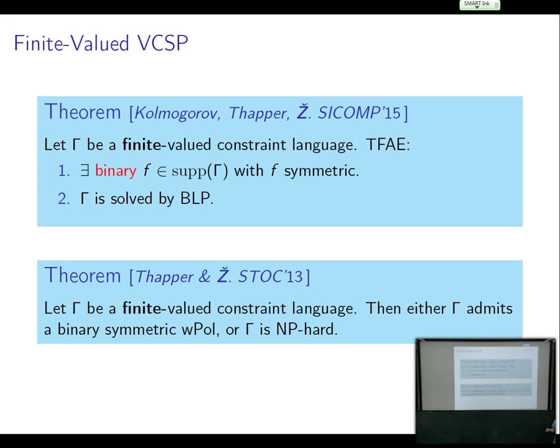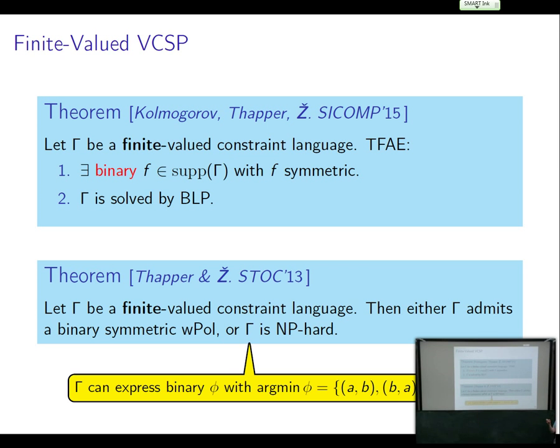You can show that, in fact, if this condition doesn't hold, then the problem is NP-complete. In fact, this result shows much more. It's independent of P versus NP. It actually shows that if you don't have a binary symmetric weighted polymorphism, some logical condition happens. So even if P equaled NP, the languages that do not satisfy this condition cannot be solved using the BLP. So it's independent of P versus NP.